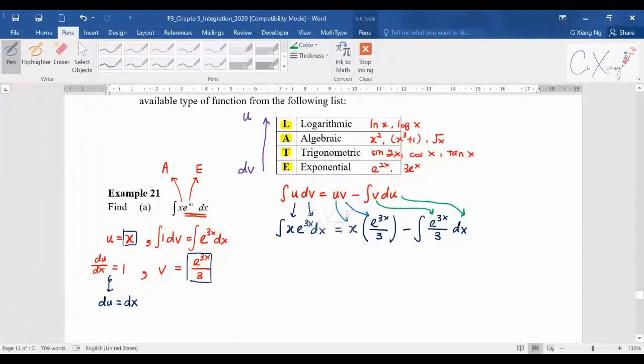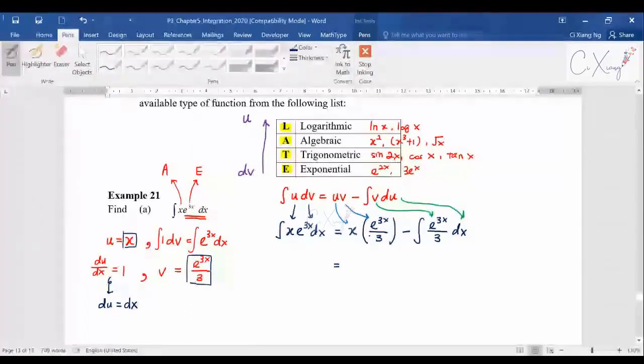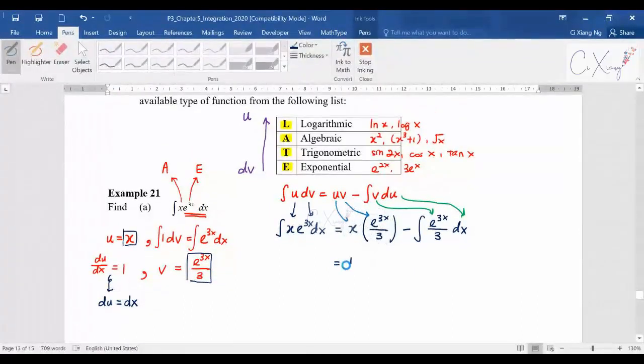Okay, so after you substitute everything in, then you try to simplify. Usually for the dv here, the integration is already done. So this is part of your answer already. So you will have 1 over 3 x e power 3x. Then for this part, you will see that the integration sign is still there. That means you still need to go through the integration one more time. So again, I will take out the constant 1 over 3 first. So that means I need to integrate e power 3x.